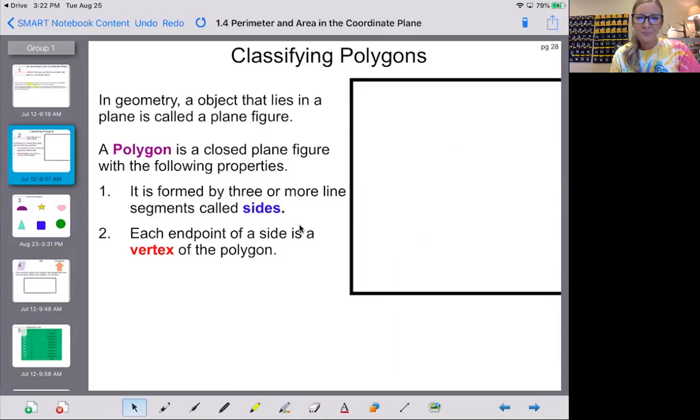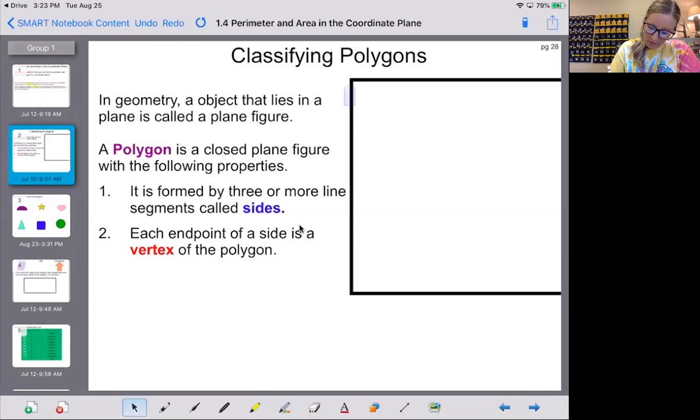So first of all, it's formed by 3 or more line segments that are called sides. So if you think on a triangle, you have 3 sides. If you think on a square, for example, you have 4 sides. So it has 3 or more segments that are called sides, and then each endpoint of the side is called a vertex. So where you have 2 of the segments coming together, or 2 of the sides coming together, it creates a point, and that point is called a vertex.